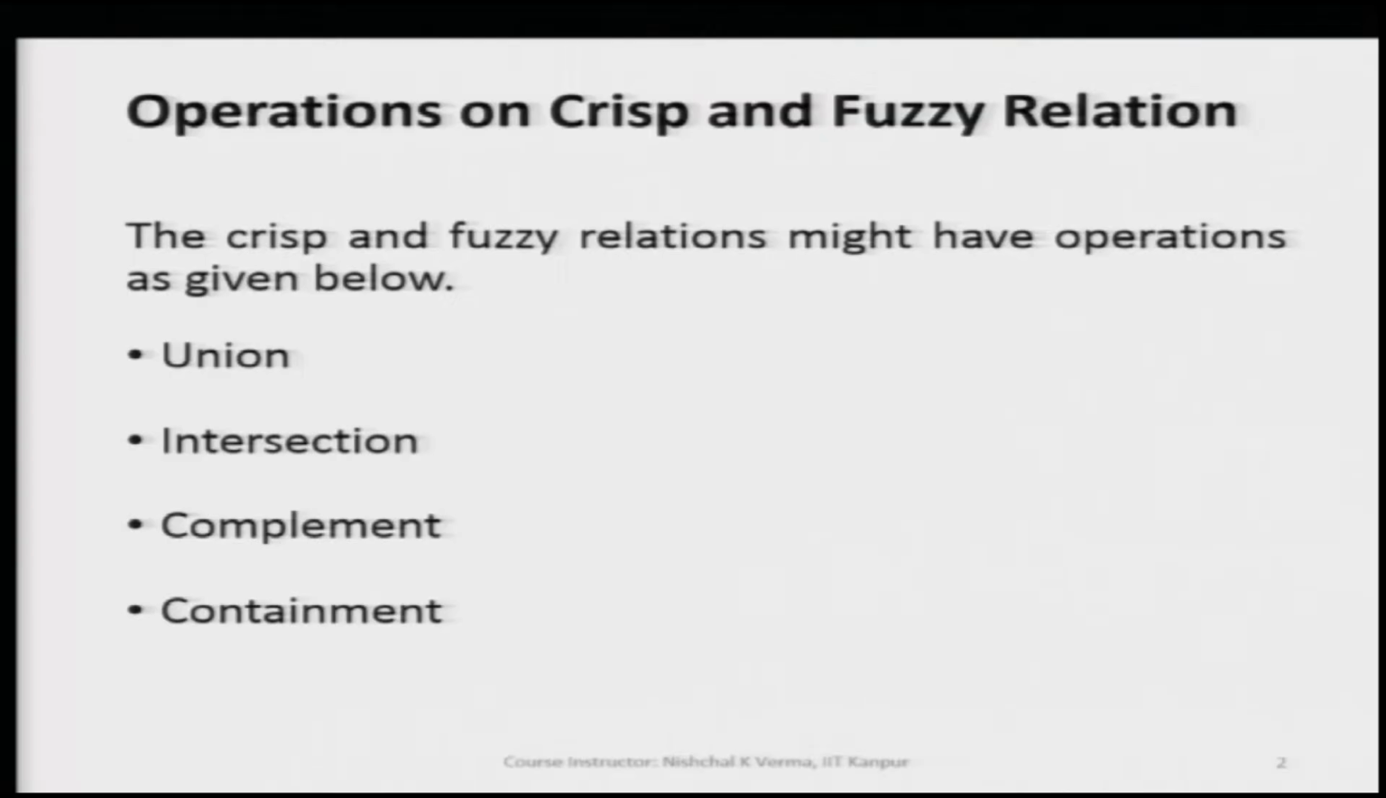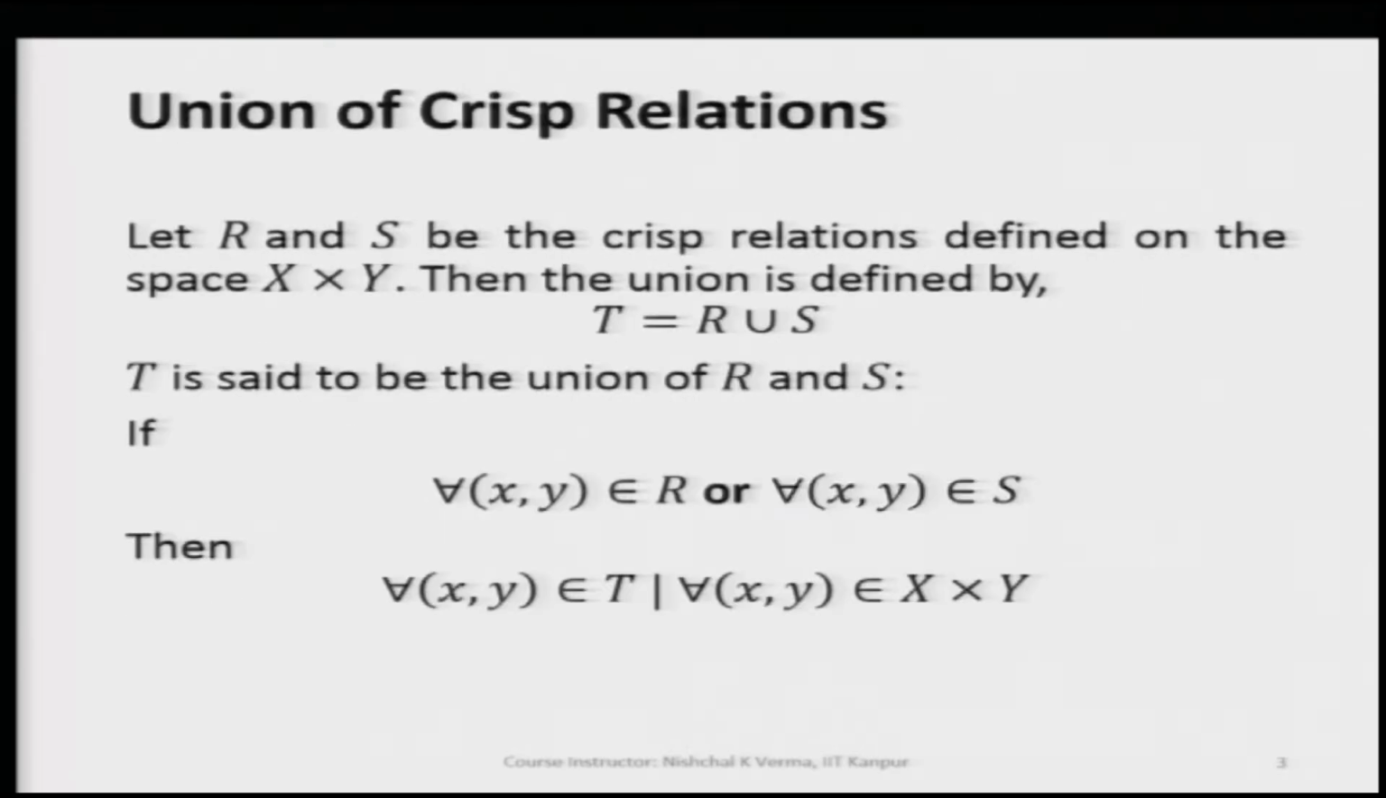In the previous class I mentioned that for this fuzzy relation set, we have the operations of union, intersection, complement and containment. Let us first understand what is the union of relations. Let us first take the union of crisp sets.